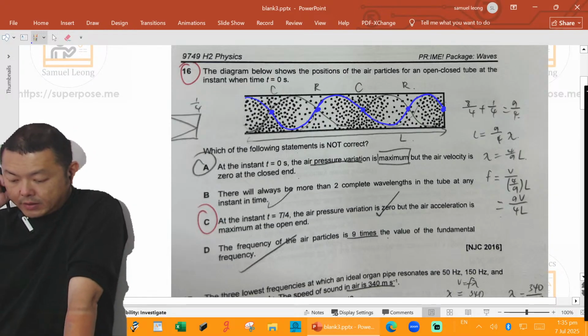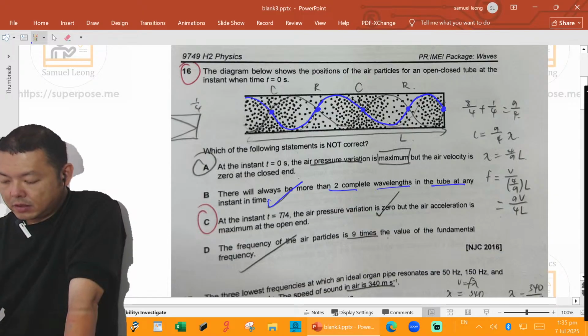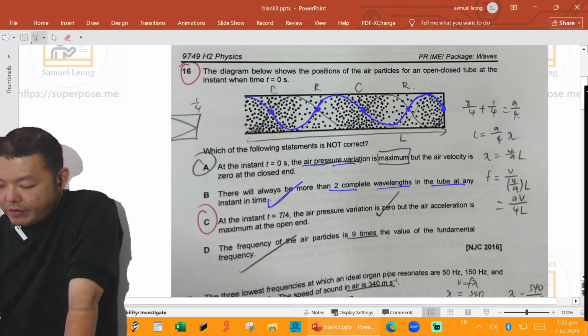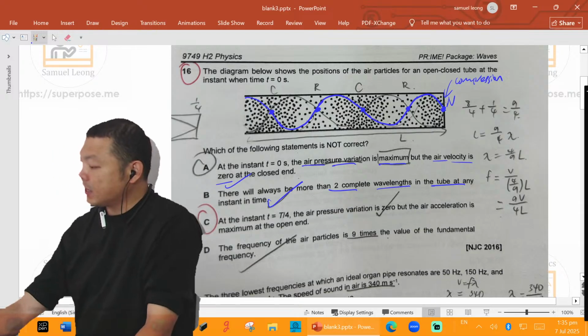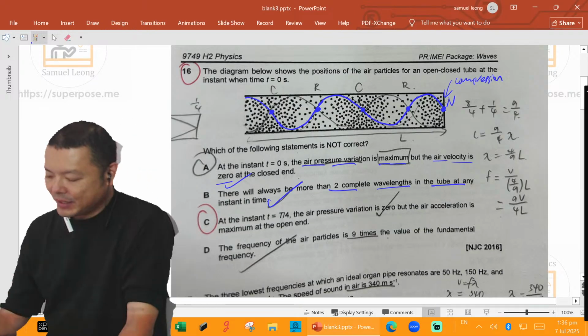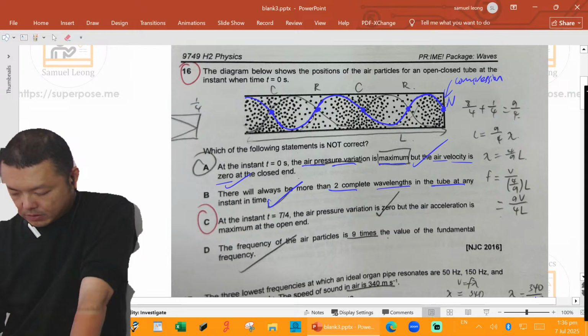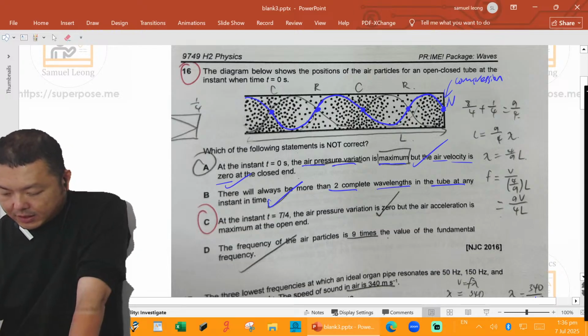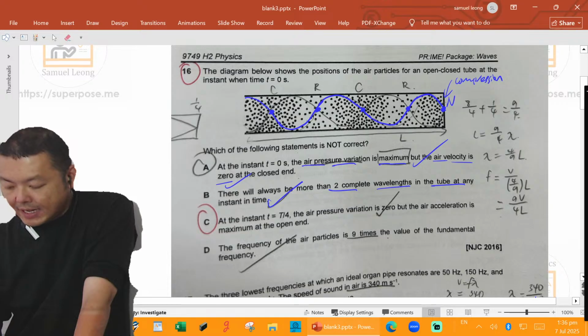Which one is not correct? There's more than two complete wavelengths in the tube. That is correct, right? Air pressure variation is maximum, but air velocity is zero at the end because this is a node, so air velocity is zero. That's correct. Air pressure is maximum here. This is a compression, because at the node the particle is not moving. So I would take A as a correct statement also. But you also take D? Oh, you thought A was the answer. A is not the answer. So you also understand that D is correct, right?